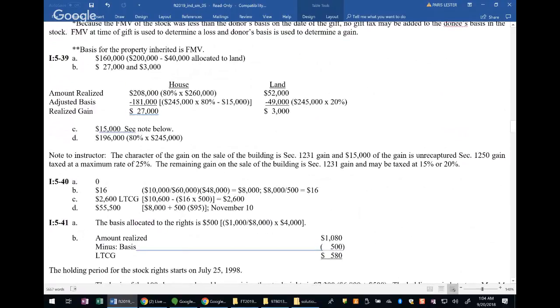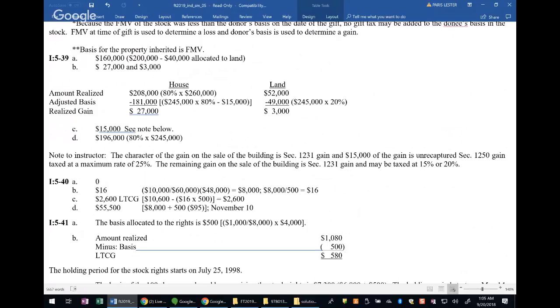Now, I want you to look at the basis allocated to the rights. Now, they said the fair market value of the rights was how much? $10 a share. 10 times 100 would be $1,000, wouldn't it? All right. The basis of the rights is 500. Okay. Now, we paid 4,000 for the stock, right? Okay. Now, where does the 8,000 come from? Now, you know where the 1,000 comes from? That's 100 rights times $10.